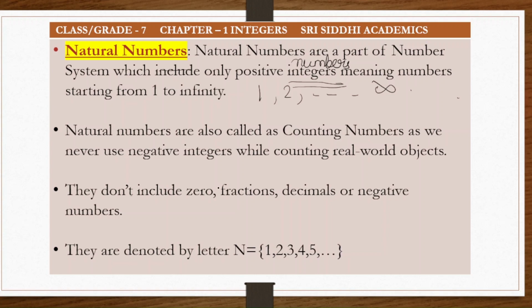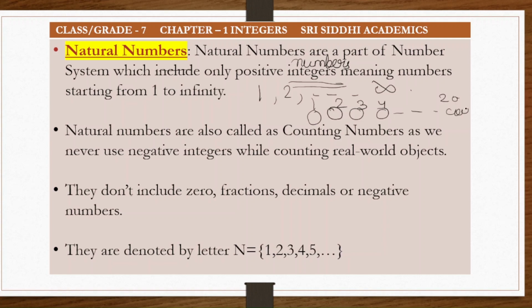Natural numbers are also called counting numbers. Why do we call them counting numbers? As we never use negative integers while counting real world objects. Suppose I give you cookies, like this. I give you some 20 cookies. Then while counting, will you count the first one as -1? No. You will start directly from 1. And will you start from 0 also? Never. If something is there, we never count it as 0. We will always count it as 1. So 2, 3, 4, like that you will count till 20 cookies.